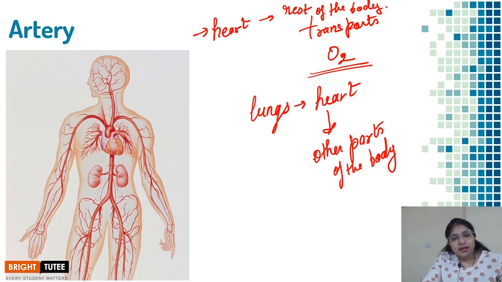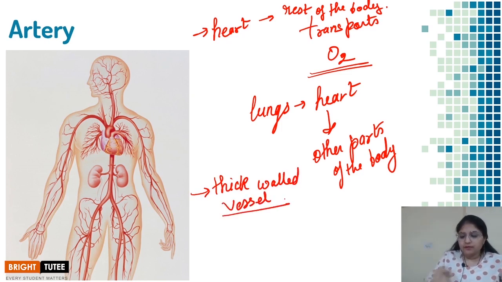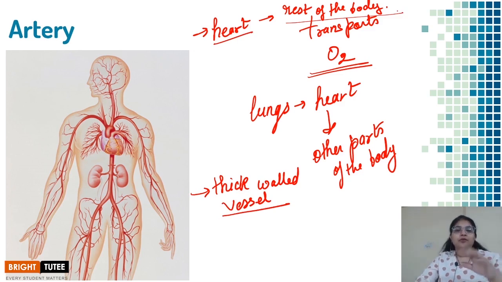Now, the speciality of the structure of the artery is that it is a thick walled vessel, right? The reason for this thick wall is that, as you saw, the direction of the movement of blood was from the heart to the rest of the body. So what happens is, as we know, the heart is pumping the blood into the vessels, and that vessel particularly is the artery. So the blood that is being pumped into the artery might break up the vessel if it is thin walled.